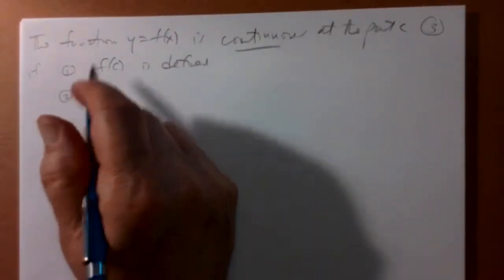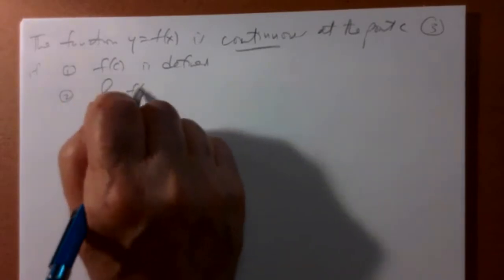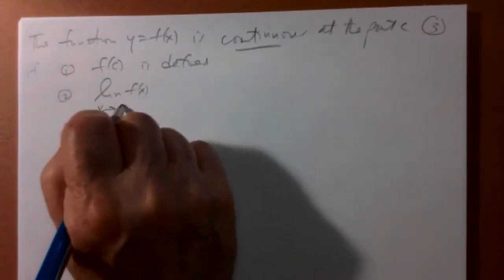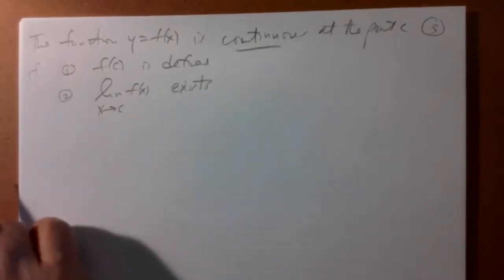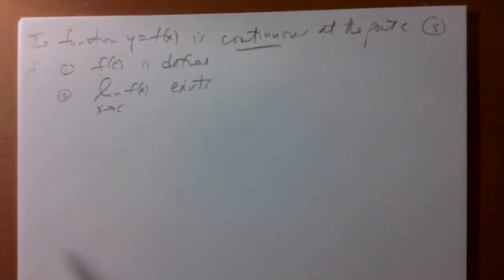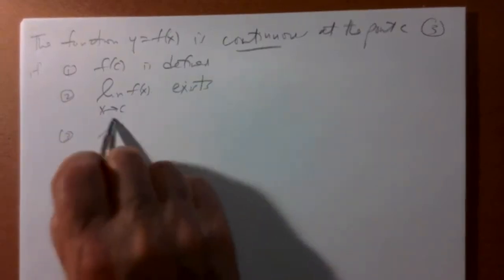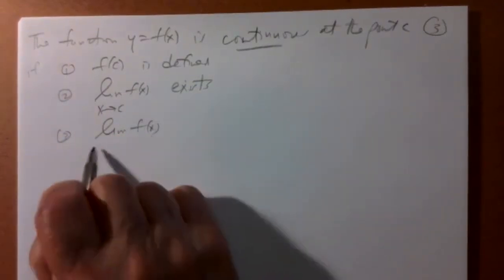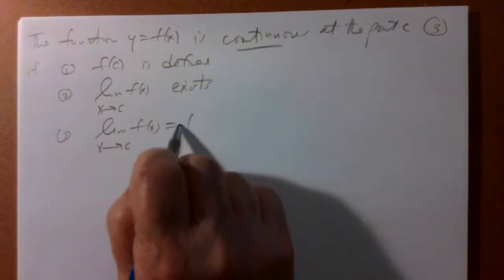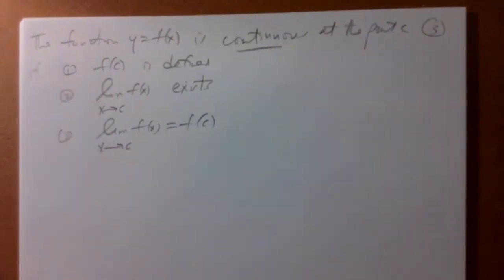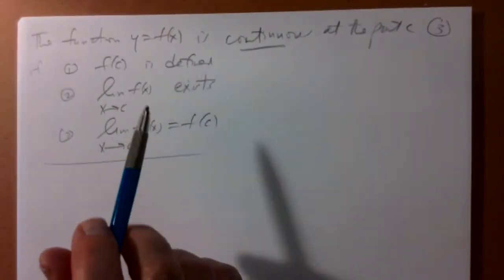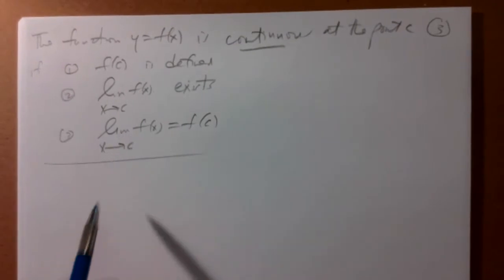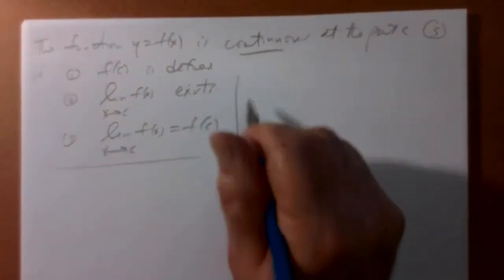Second, if you take the limit of f of x as x approaches c from the right or the left, this limit exists. And third, the value of that limit is exactly the value of the function at c. So a function is continuous at a point if it satisfies these three conditions.